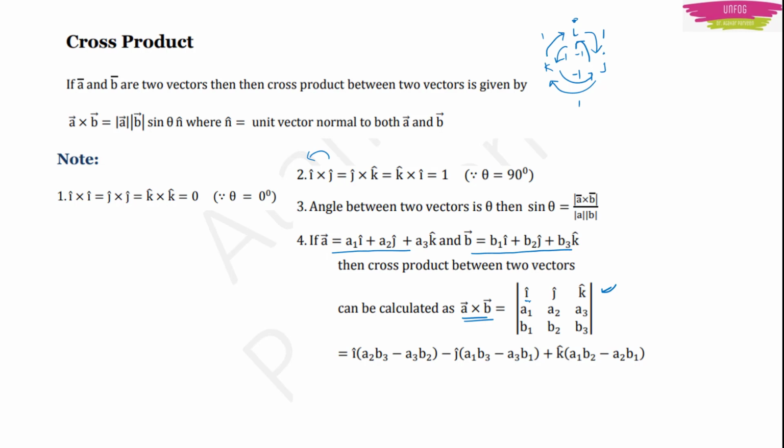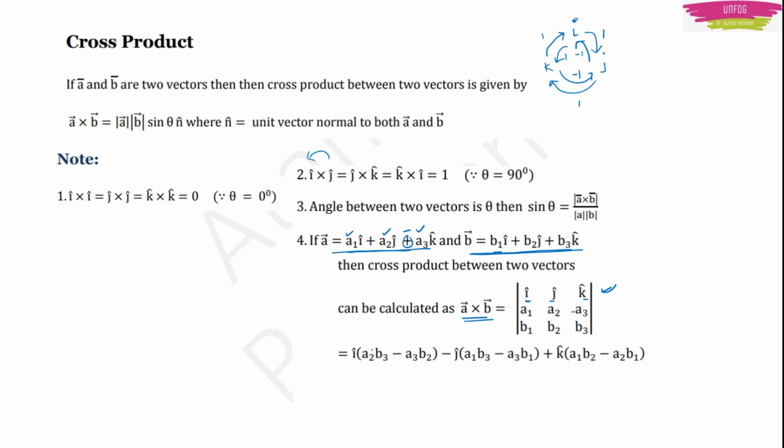In the first row, you write i, j, k. In the second row, you write the coefficients of i, j, k from vector A, meaning you write A1, A2, A3. If you have a minus sign, you write minus there. Okay, minus A3 means you write minus A3 here. It's like that. Then in the third row, you write the coefficients of vector B: B1, B2, B3. Then you know how to solve a determinant, right?